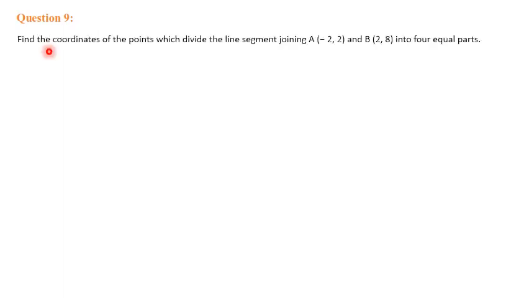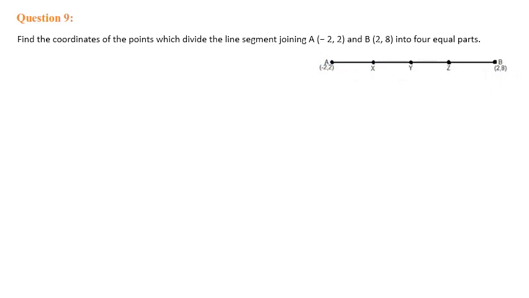Next we shall discuss question number 9. Find the coordinates of the points which divide the line segment joining A(-2, 2) and B(2, 8) into 4 equal parts. Let us visualize the question. There are points A(-2, 2) and B(2, 8), and we have to find the points which divide this line segment AB into 4 equal pieces.